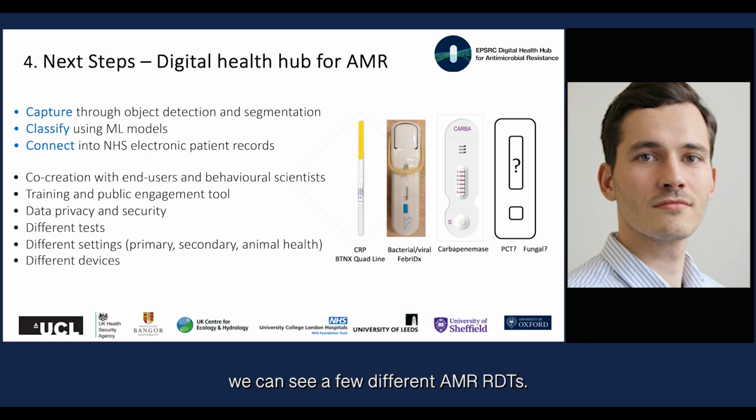On the right-hand side here, we can see a few different AMR RDTs. The first is our C-reactive protein RDT. The next is a qualitative test that distinguishes between a bacterial or viral infection. The next is the CARB-X test, which has a very complicated readout, which really needs this digital support tool. And we'll be looking to the future for procalcitonin RDTs and fungal infection RDTs, and working with other stakeholders within the hub to really understand the frontier of AMR RDTs and how we can support using these digital tools.